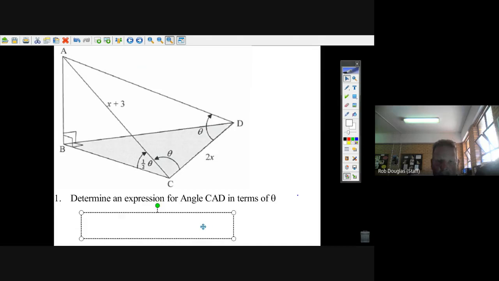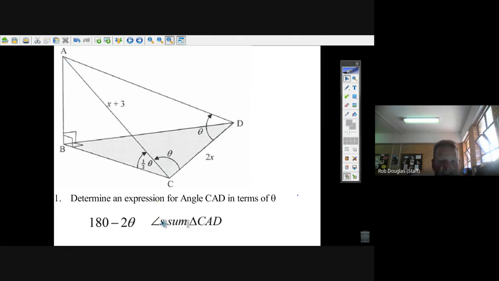Why does that work? Well, if it's 180 minus 2 theta, then when we add it to this 2 theta, we get 180. And angles summing in a triangle tell us that it's got to add up to 180. So you just add those two and subtract from 180, and you'll get your answer every time for the third angle. So there, we answered that, for 1 mark, the first question.